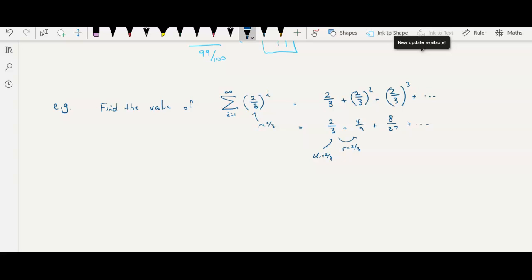So my infinite sum, remember, is u1 over 1 minus r. So u1 being 2/3 over 1 minus 2/3, which is 1/3. And if we multiply top and bottom by 3, we get 2. So my infinite sum here is 2. Okay, one more, maybe two more examples.